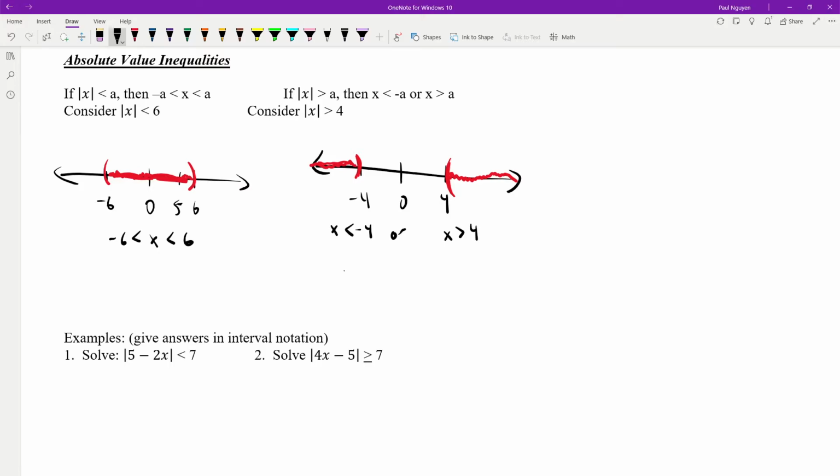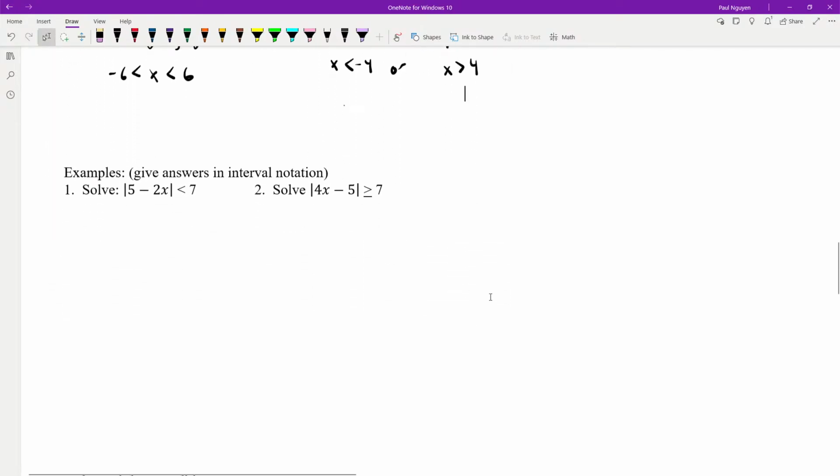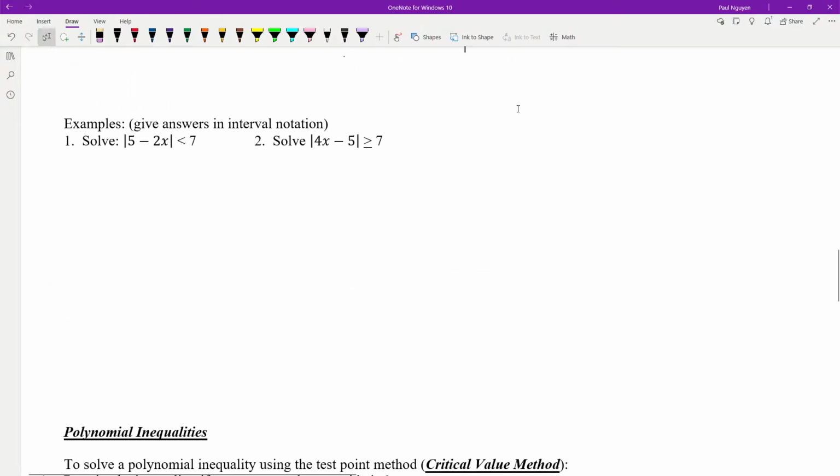So this gives our approach to how we would solve an absolute value inequality. We want to get the absolute value by itself, and we can use one of these two methods depending on the direction of the inequality. Let's look at some examples, and we're going to give our answers in interval notation.